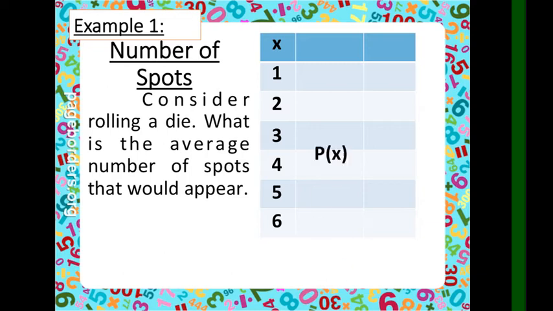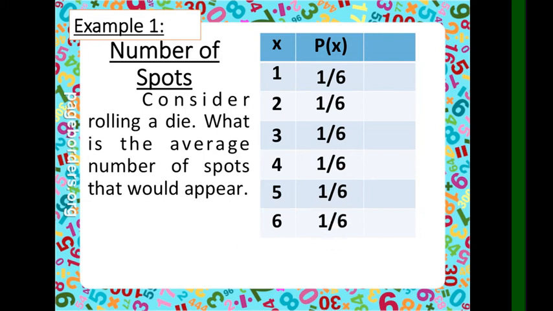Okay? Now, the probability that 1 will appear is 1 over 6. 1 over 6, 1 over 6, 1 over 6, 1 over 6, and 1 over 6. Okay? Now, to compute for the expected value, we will multiply x and p of x.